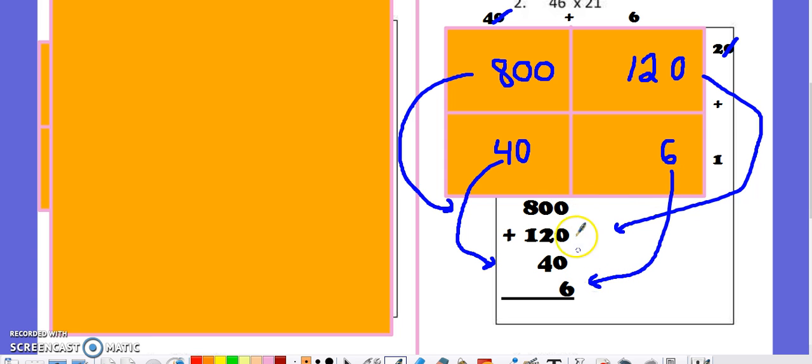I'm ready to add. 6 plus 0 plus 0 plus 0 is 6. 4 plus 2 is 6. And 8 plus 1 is 9. The answer to 46 times 21 is 966. Let's try 2 more.